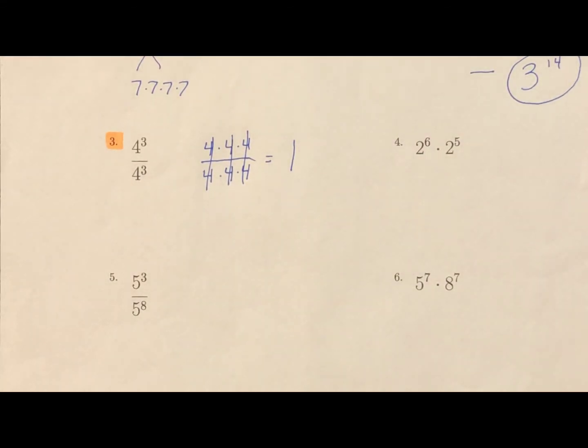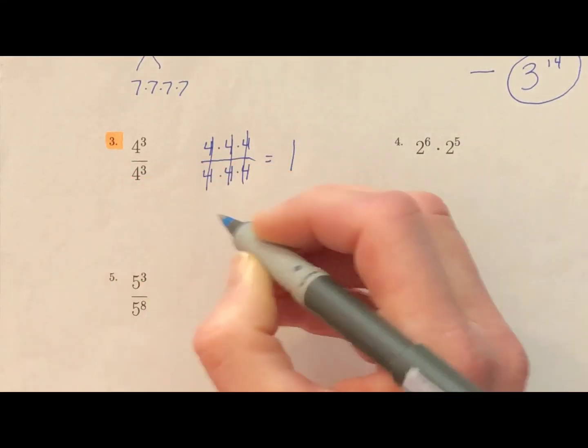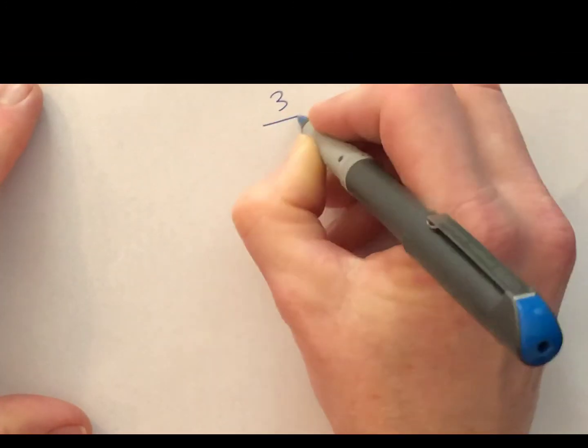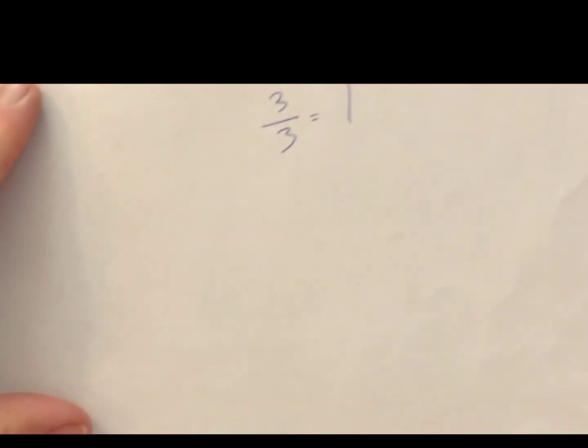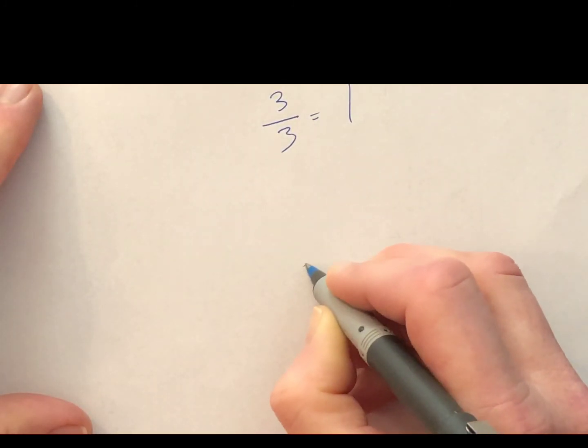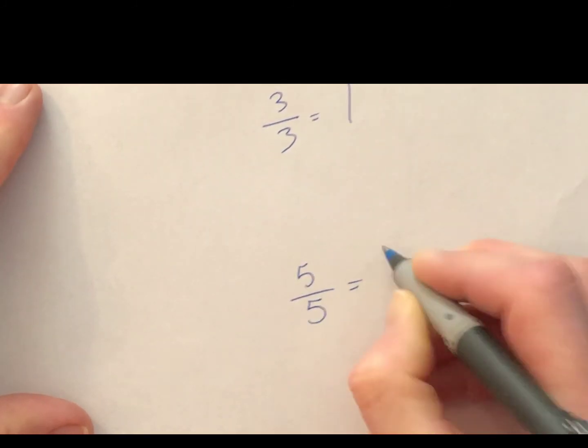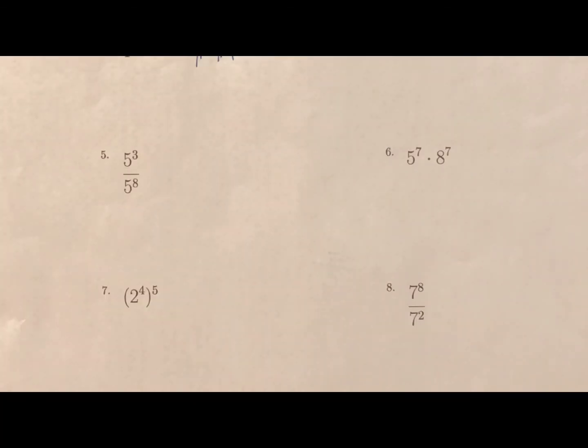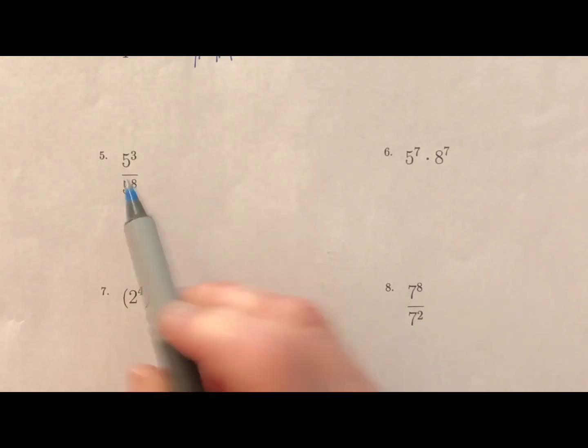What do you know? It's the same as if you had the fraction 3/3. Well, that equals 1. Or, you know, 5/5. That always equals 1. Be careful on the other fraction ones. Their fractions are also division.